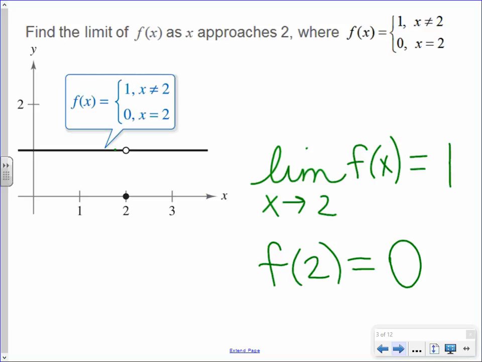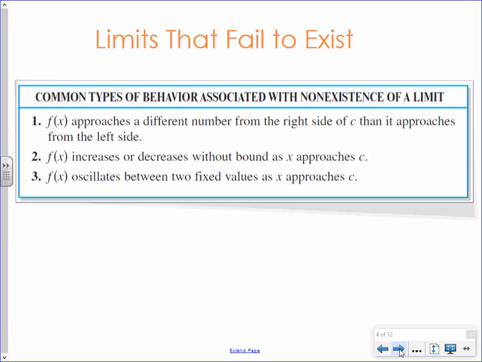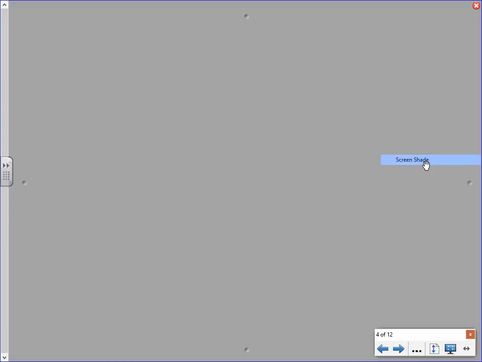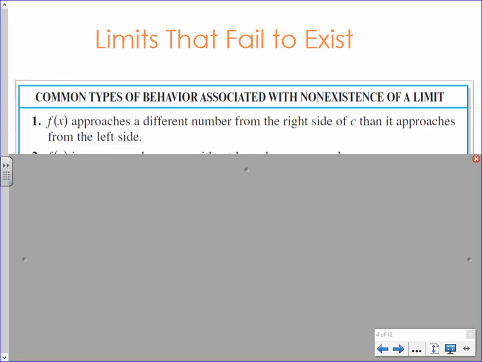It is important for us to understand when a limit cannot exist. Okay? So far, I've showed you like 3 different examples where we have evaluated a limit and gotten a numeric value. There are 3 situations where a limit will not exist. And it's important for you to know those. Okay? So, first one.